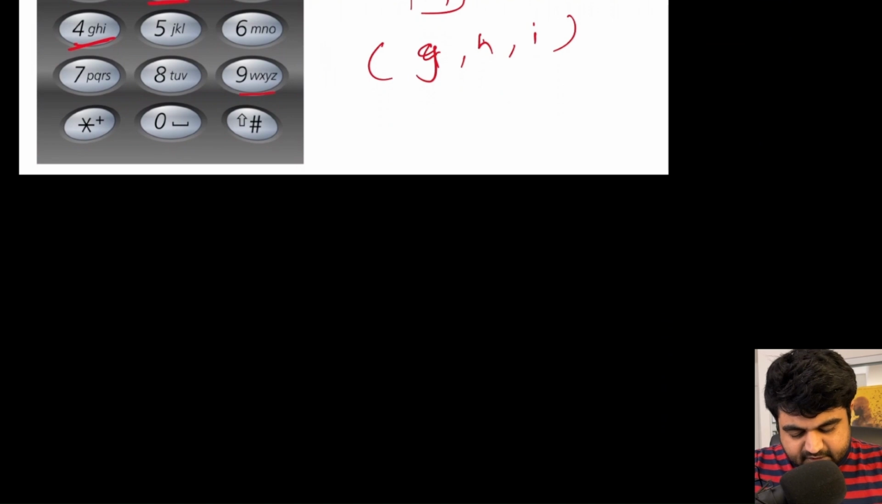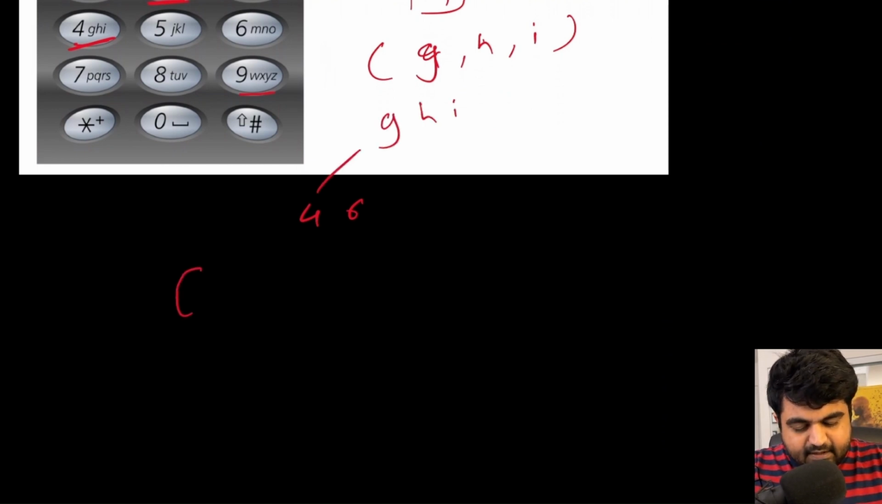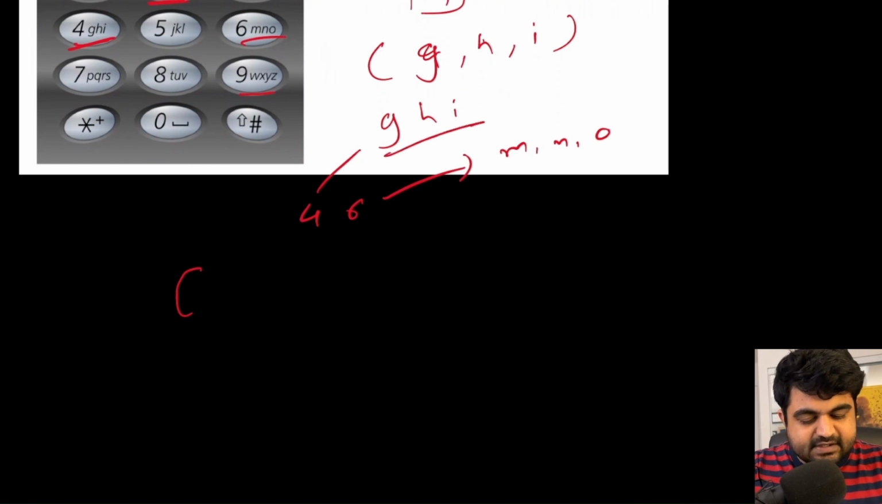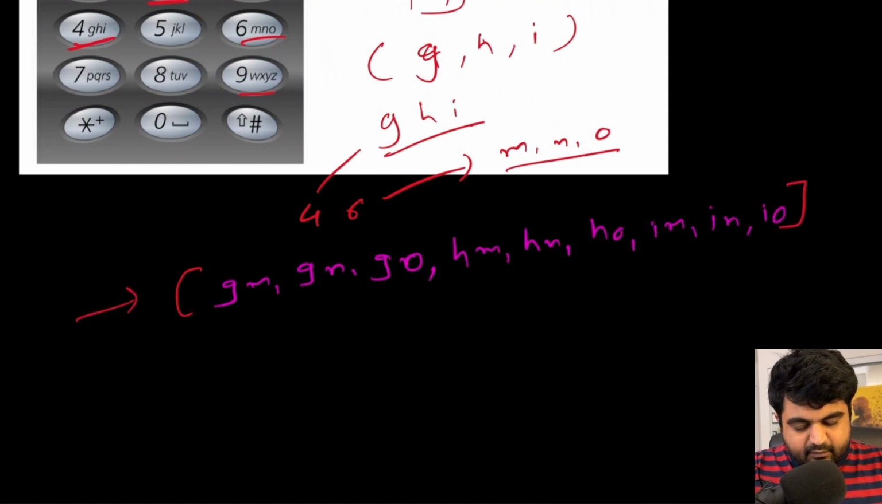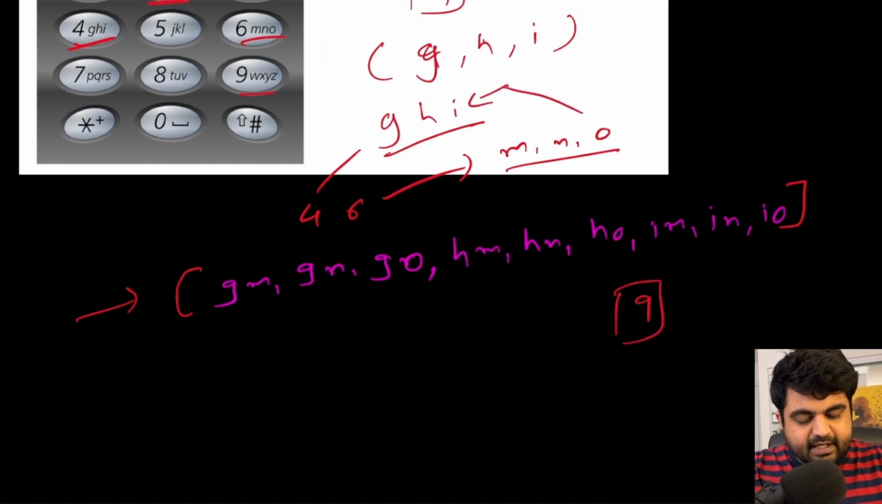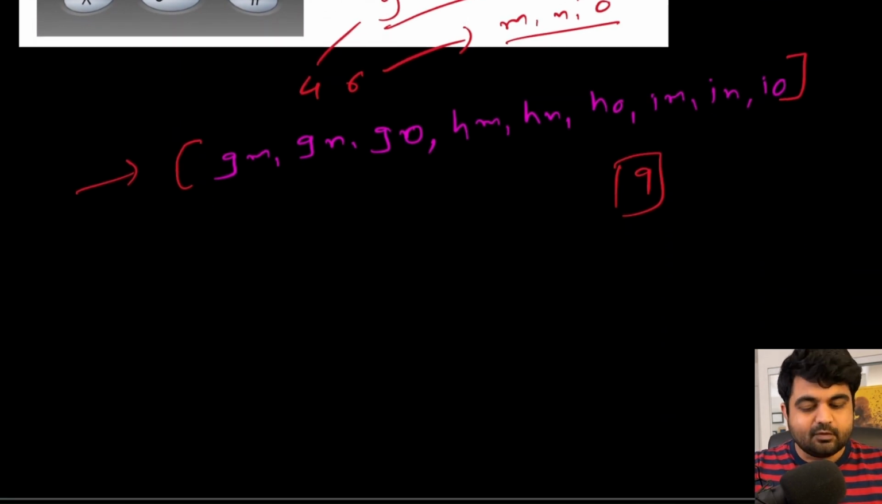But let's assume that instead of that, we are given the input as 4 and 6. Then what should be the answer? So we know that 4 can represent G, H and I, and 6 can represent M, N and O. So the answer is going to be the combination of both GHI and MNO. So the answer would look something like this, where you can see that currently we have 9 entries and they are combinations of all the characters from these two entities, and that's what we need to return. So this is the whole problem statement.